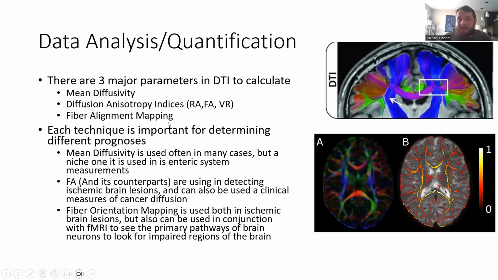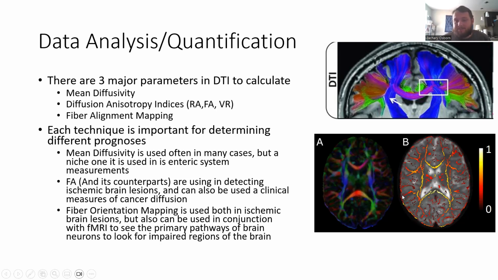FA, RA, and VR are all different parameters that you can use to basically just calculate the anisotropy of the system. Fractional anisotropy is the most common of these parameters from what I could tell. And basically all it tells you is: is your signal really isotropic, zero, so it's just random diffusion, or is it really targeted in one specific direction?